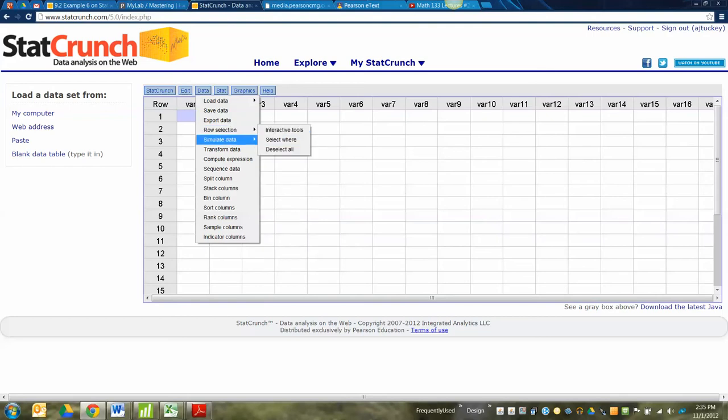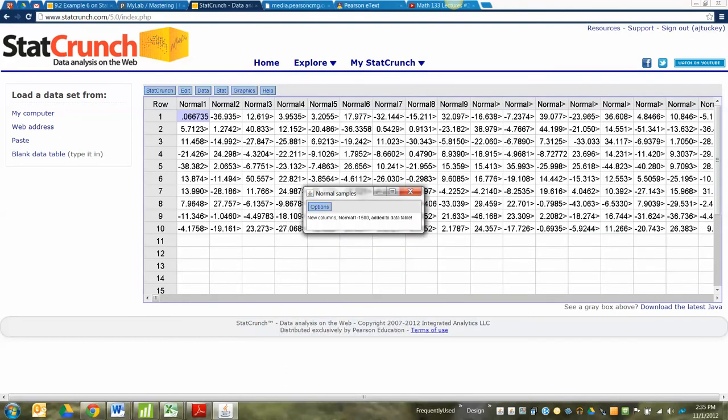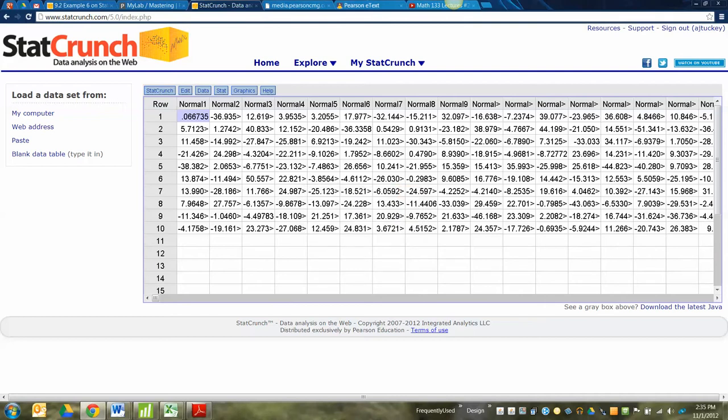But all you have to do is go to simulate data under the data thing, and you say, I want to simulate normal data. And you tell it, I want 10 rows, 1,500 columns. So it'll do 1,500 samples of 10 each. You tell it you want the mean to be 0, you want the standard deviation to be 20, and you say, go, and it'll do all of them for you. Cool, huh? Impressive, right? Okay, so I just did that. Again, you do not have to do that. Don't worry about it. But that's what I did.